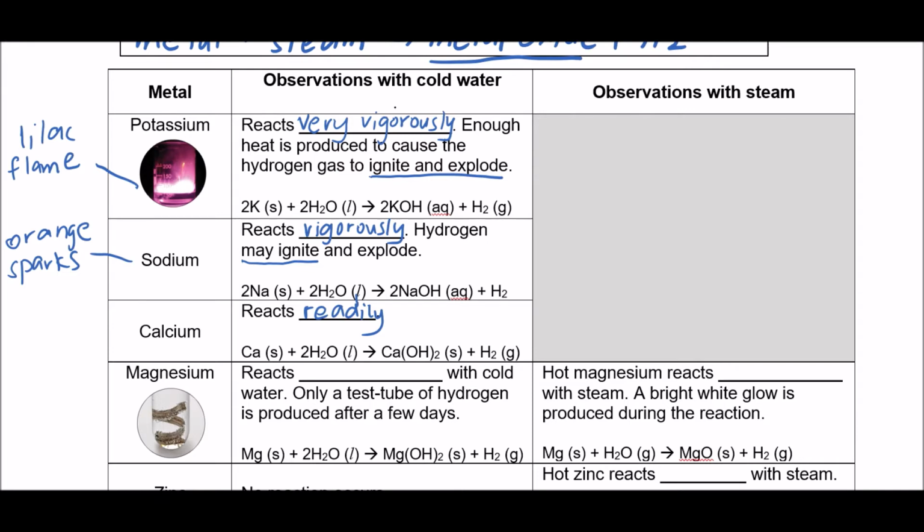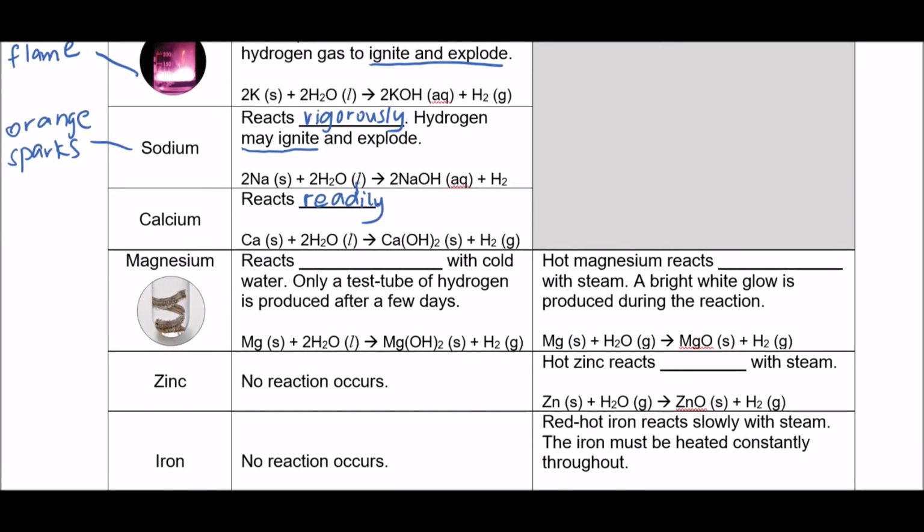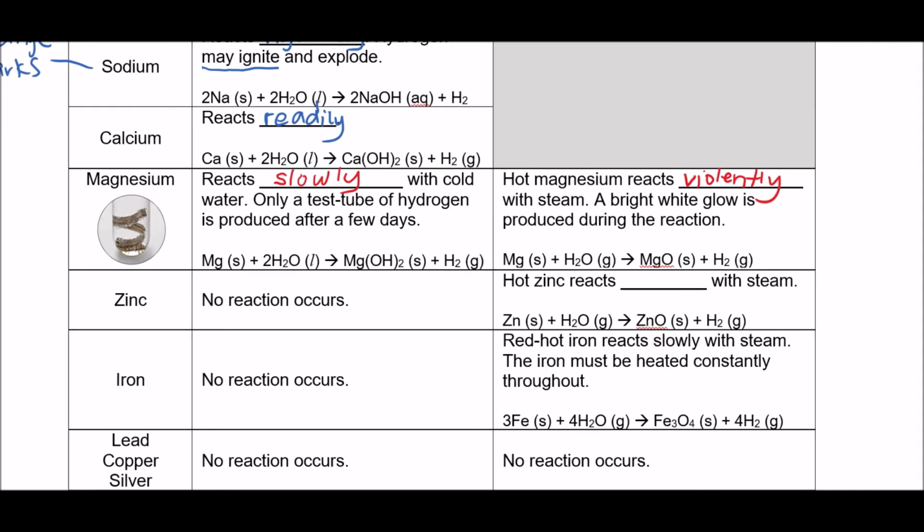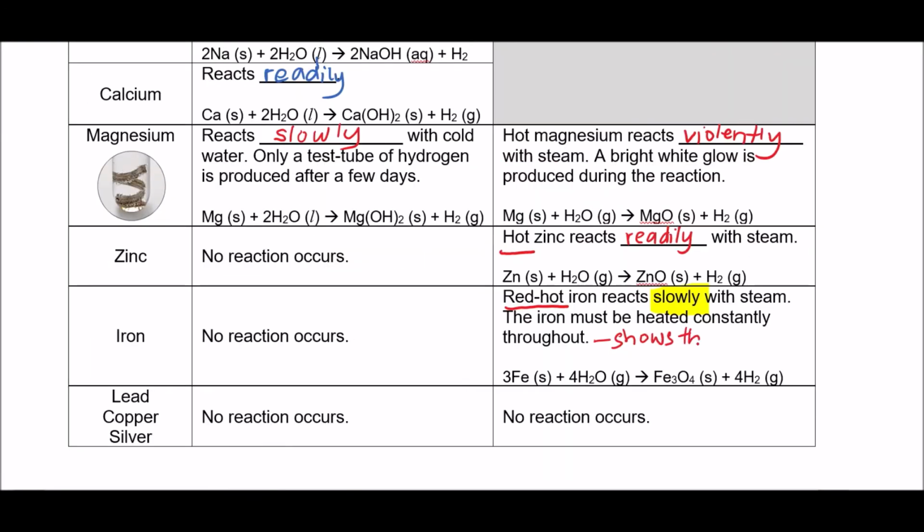Okay, by the time we reach magnesium, it will actually react pretty slowly with cold water. So the hydrogen produced is very little, and it is produced at a slow rate. So what they need to do is heat it up and react it with steam, and that will cause it to react violently with a white glow. For zinc and iron, you will see that again it gets less reactive as we go along. We need to make the steam hot, and the zinc and iron have to be very hot for this reaction to occur, and this indicates that they are actually less reactive as compared to the metals above them.